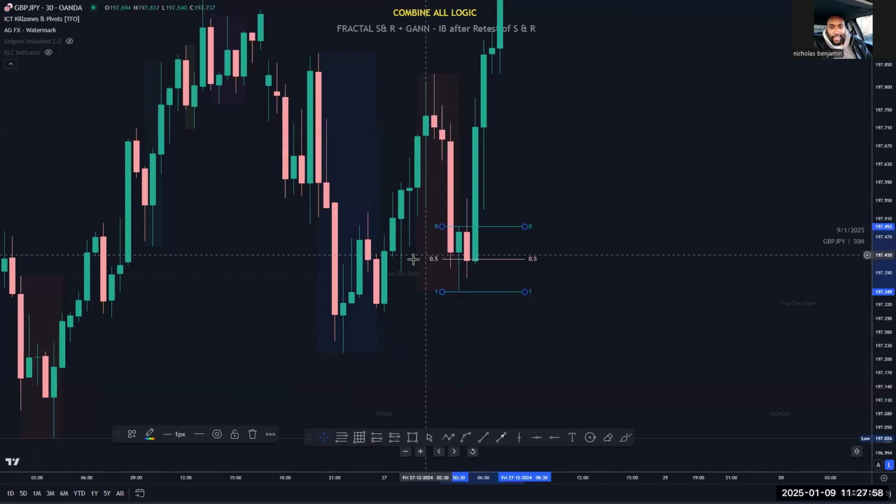But then also look left. We can see that this is making a higher low. The market is in a bullish tendency, right? We are making higher lows. So you are combining this logic. You are also combining time. What time is it? We are in the London session.